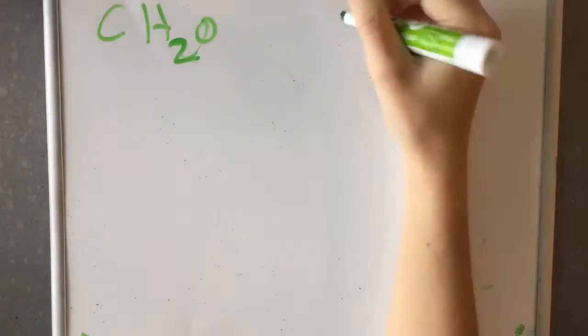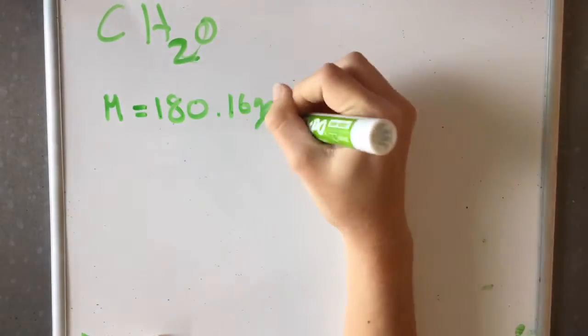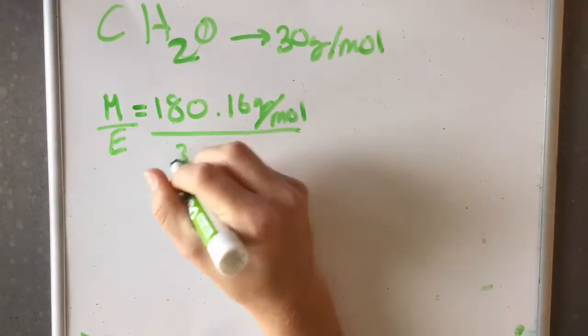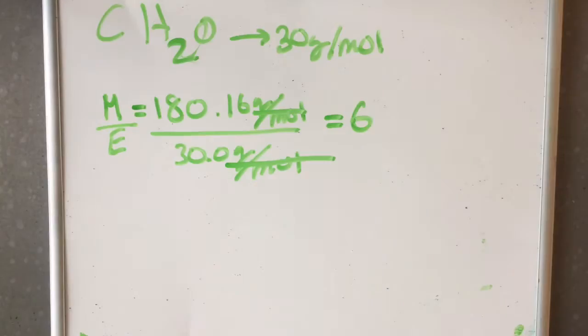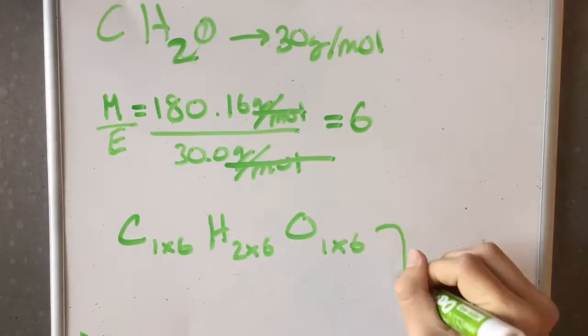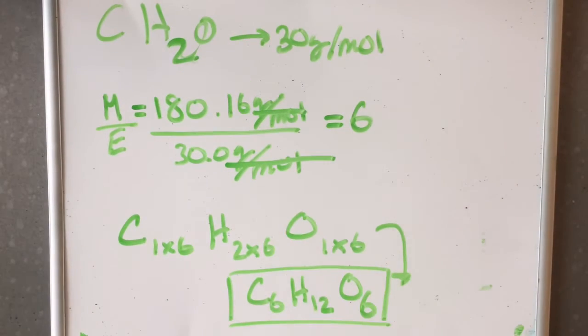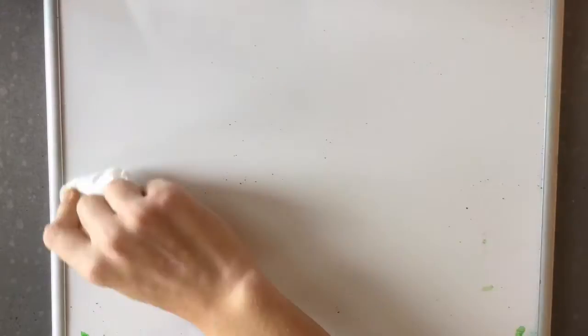Now that we have the empirical formula, we can use a periodic table to figure out its molar mass, and now we can divide the molar mass of the compound we were given by it. This gives us a multiple of 6, turning our empirical formula to its molecular formula that we now know as hexose.